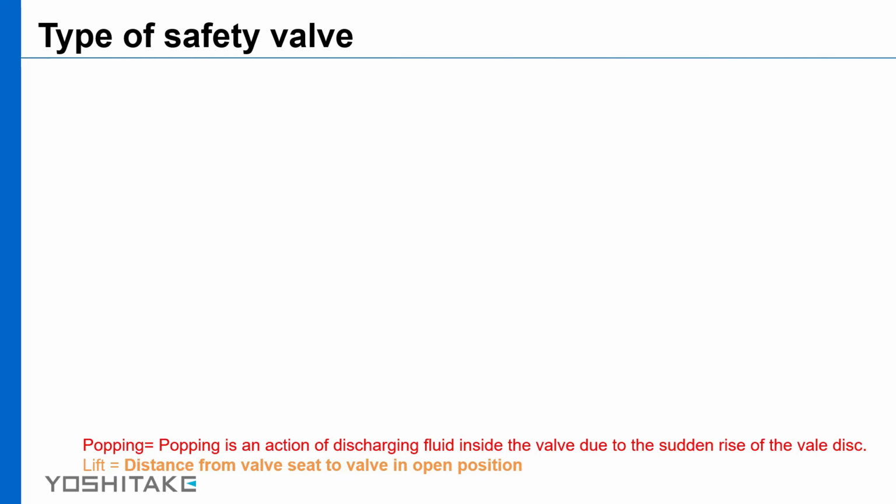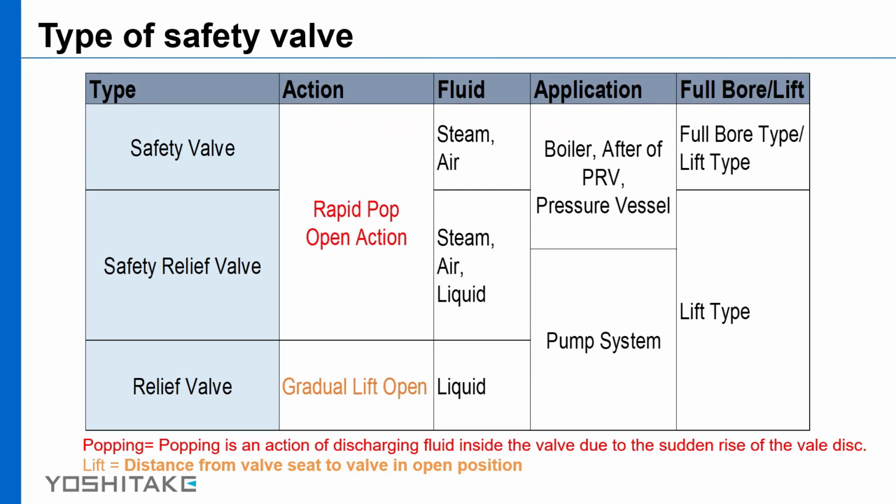Types of safety valve. Safety valve and safety relief valve are used for safety. They are designed to immediately release pressure in the event of an emergency or system failure. The function is rapid pop open action. A safety valve can be used for steam and air. For the application, it can be used for boilers, after pressure reducing valves, and pressure vessels. It has full hole type and lift type.